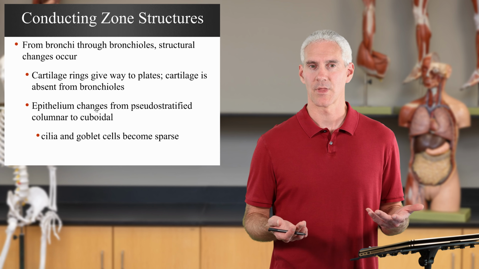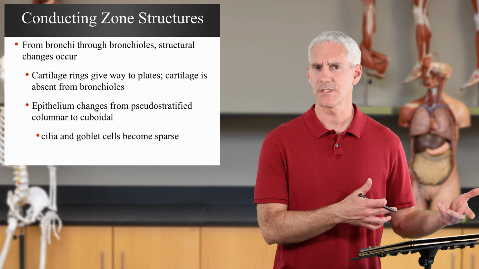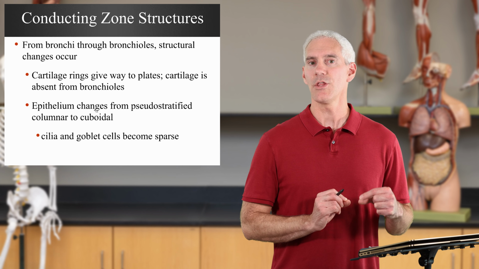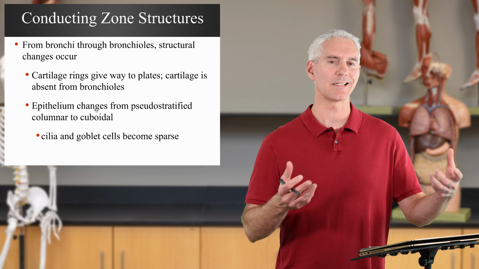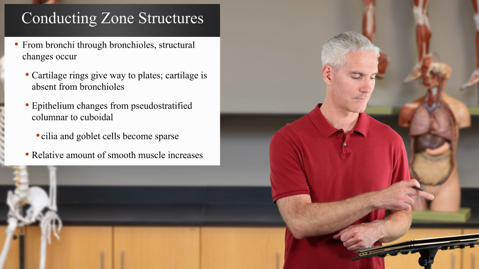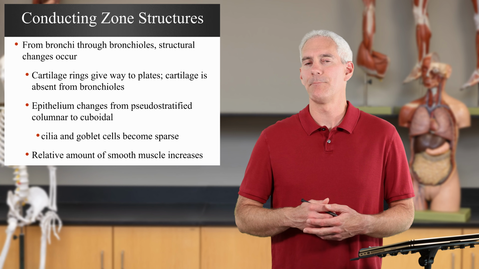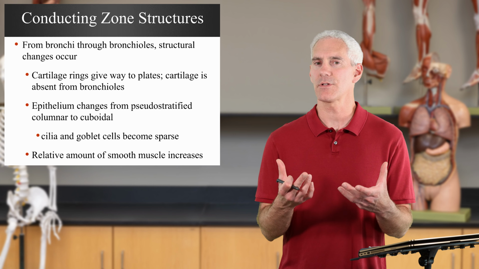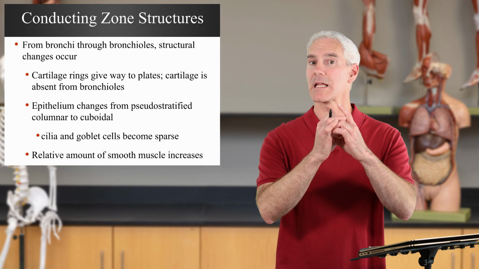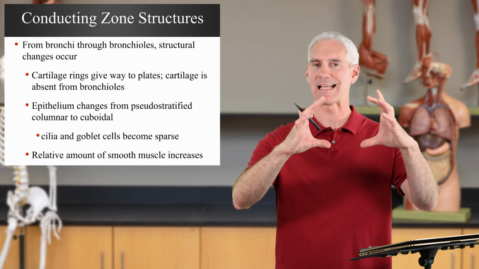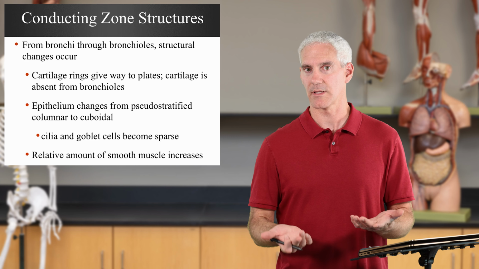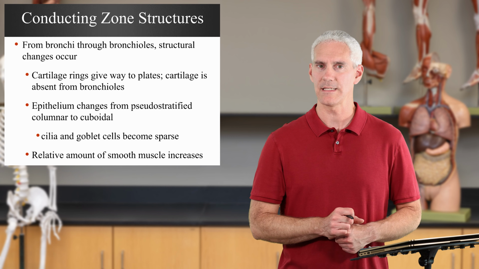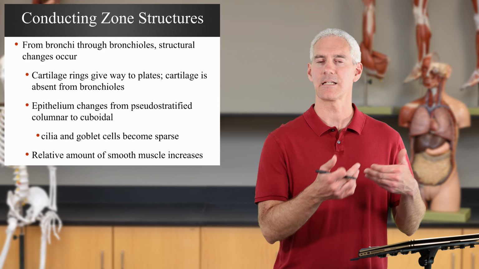Well, didn't we need those goblet cells to make mucus? Yes. But as you get smaller and smaller, you have to make sure that you're not having too much mucus to clog the bronchiole. And the relative amount of smooth muscle is increasing. Now, I say relative because it's the amount of smooth muscle for the size of the bronchiole compared to the amount of smooth muscle for the size of the bronchi. Bronchi are much larger, so it's not an absolute, oh, look, there's this many fibers. It's just how much overall is there? Bronchioles have more in comparison to the bronchi.